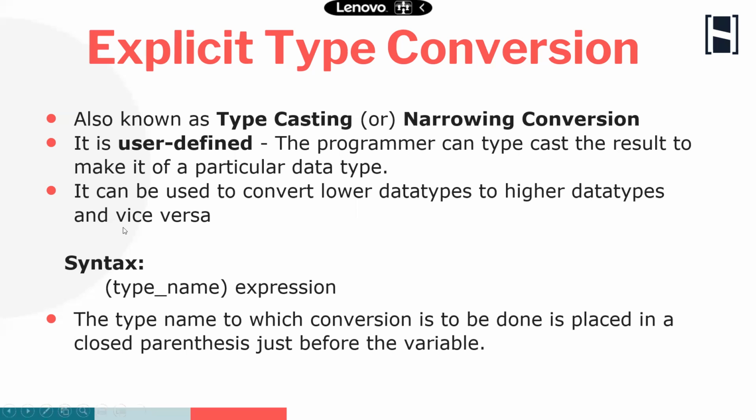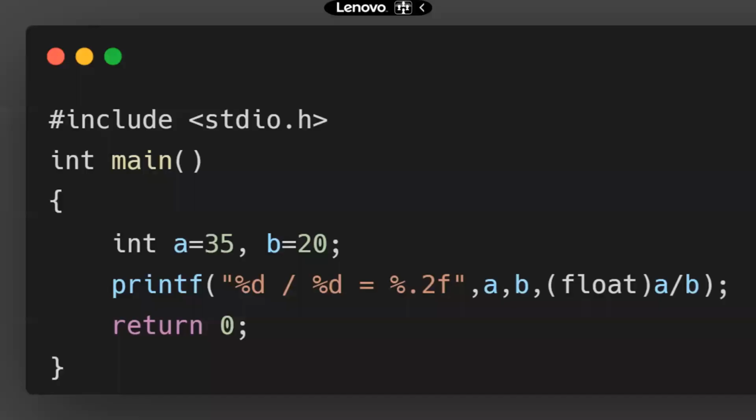So whatever variable or expression you give here will be converted into the specified data type. Whatever data type you specify inside the parentheses, this expression will be converted into that particular data type. This is how explicit type conversion takes place. And as I said, the programmer has to take care of this process. Right, so let us try to understand this with an example.